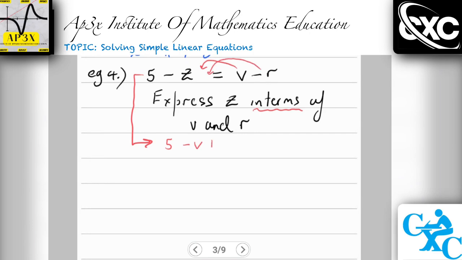I'm going to end up with positive r, and then easily you're going to find here that I transpose the minus z, which is now all by itself, and it becomes positive z. So therefore, easily my answer is 5 take away v plus r, that's equal to z. And that is it. That is my result.